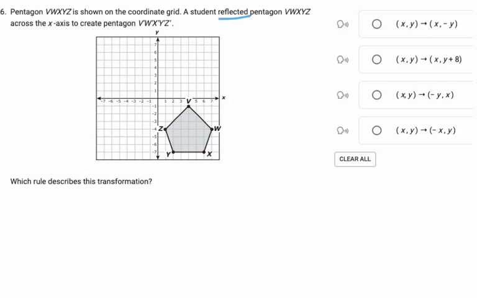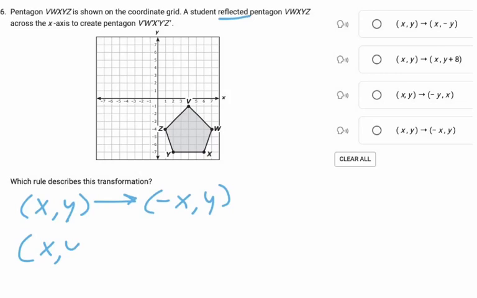If we refer back to those, on a reflection, every time on a reflection, we have (x, y). You're either going to go (-x, y), or you're going to go (x, -y). These are your two reflection rules that we write. So which one applies here?